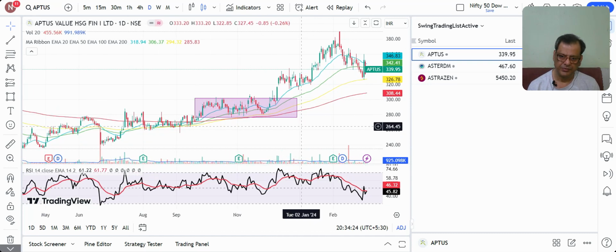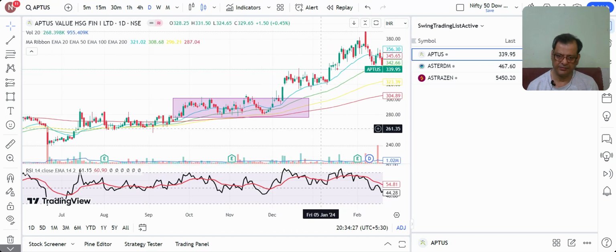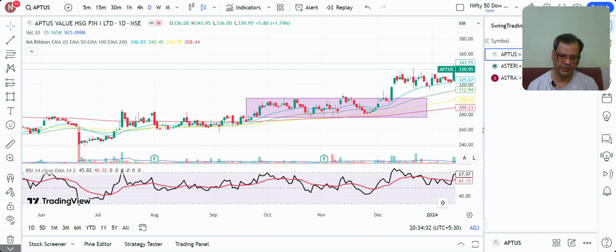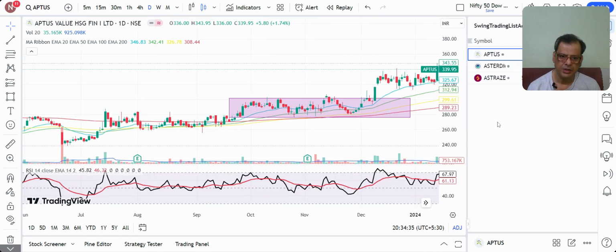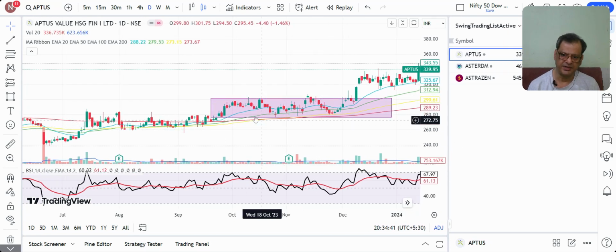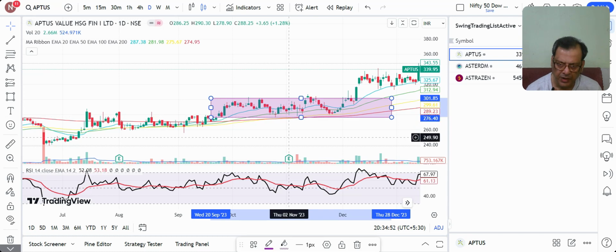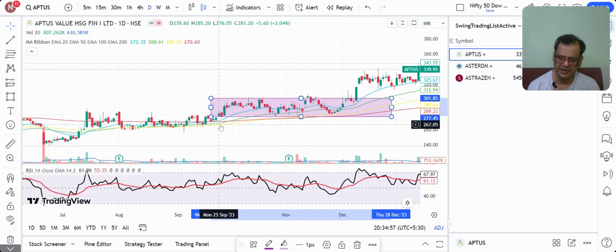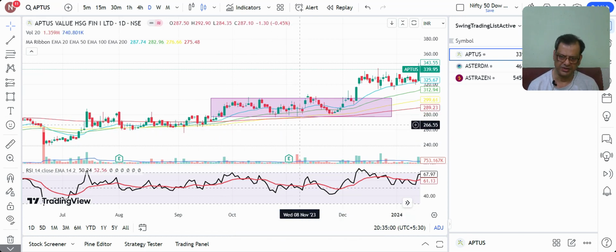Let me zoom in so that you can see it more clearly. So we have valid resistance of one touch, two touch, three touch, break, then again four touch, five touch, plenty of touches. And we have at least three touches on the support as well. One, two, three, four touches. So we have a proper resistance and support.